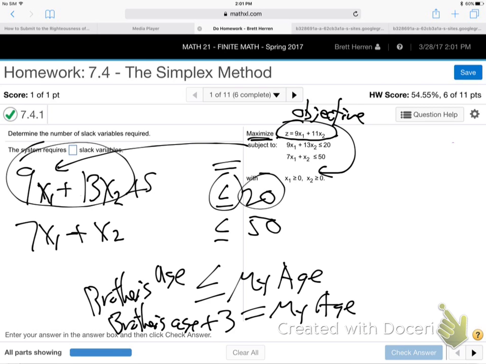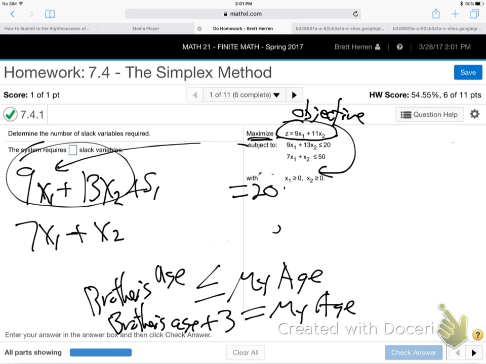We don't know. Just call it S1. That stands for slack variable 1. There's some slack, some lower amount. We don't know how much lower it is. It's a variable. Just call it S1. It's the slack. Pick up the slack, pick up the amount it's below by. So just add S1, and then it makes this equation equal. It's no longer lower. Now it's equal to 20.